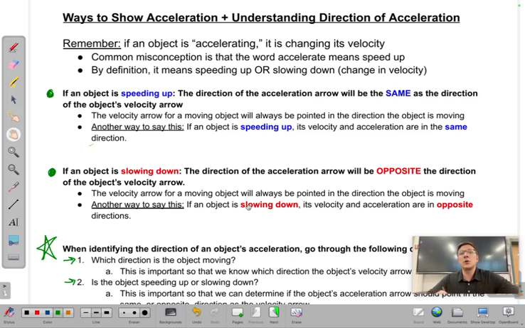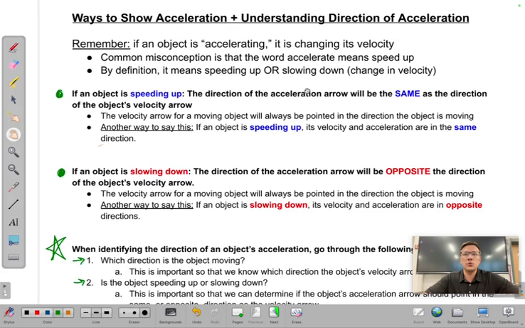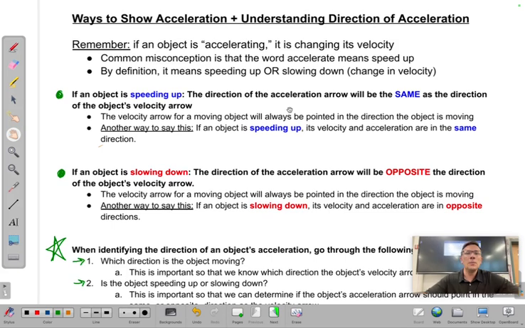Today we're going to talk about direction of acceleration. So quickly, let's review what acceleration is. Acceleration by definition is when an object changes its velocity and or direction over some period of time. We'll focus on velocity today. Notice that did not specify speeding up or slowing down.